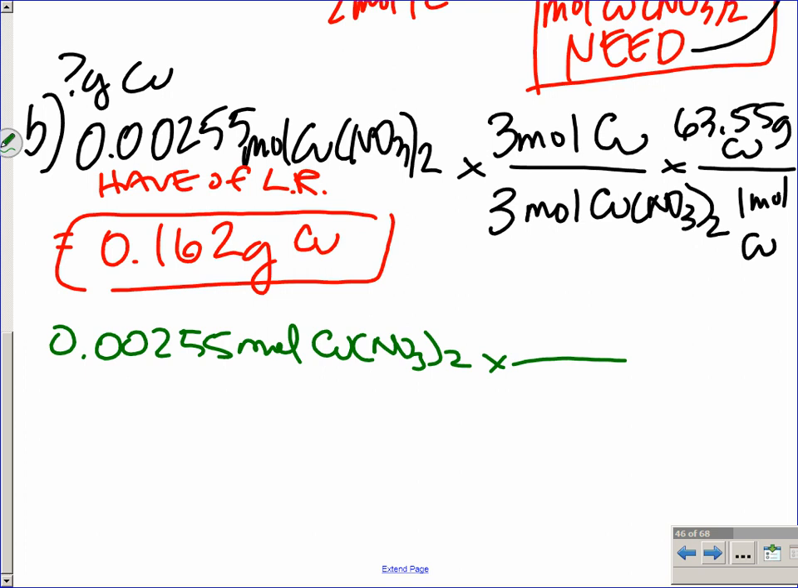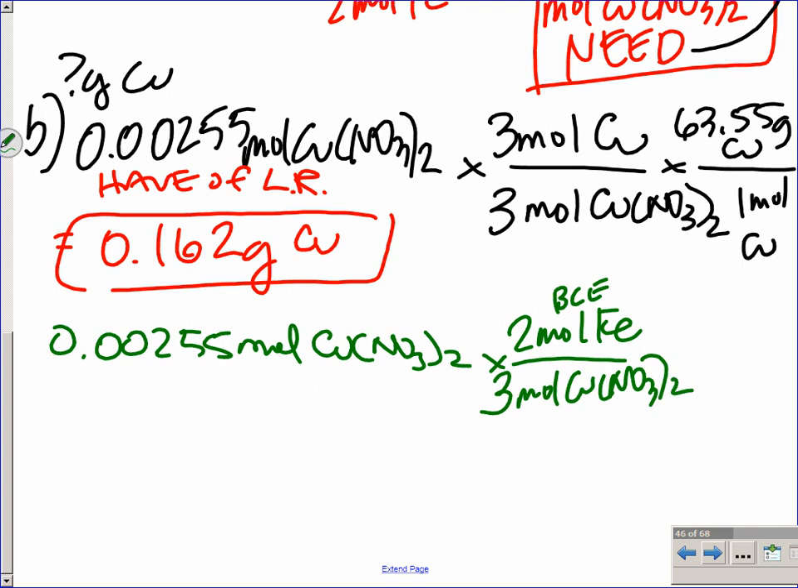What's my number for iron? 2 moles of iron, and you're pulling this from the balanced chemical equation, right? Okay, and what was my number for copper(II) nitrate? 3, right? 3 moles. Okay, so moles of copper(II) nitrate goes on the bottom because I want to cancel them. So what's 0.00255 times 2 over 3?